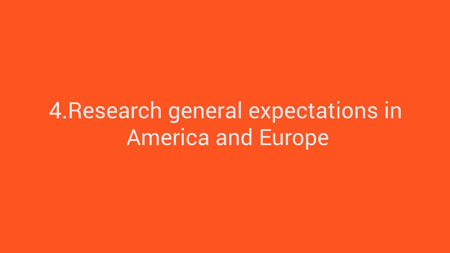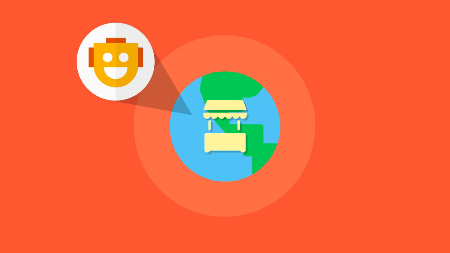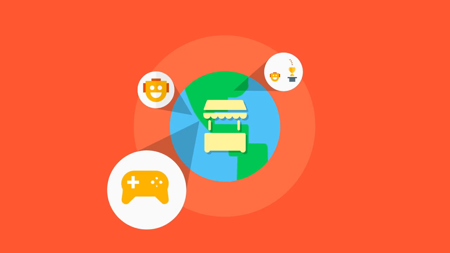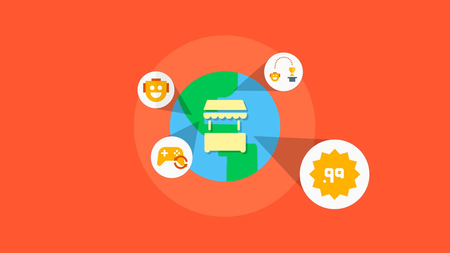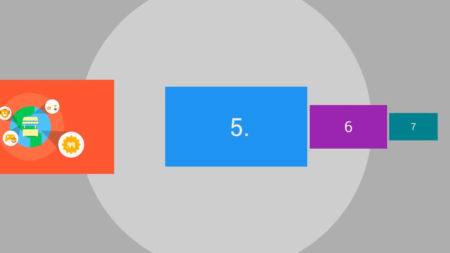Research general expectations in America and Europe. There are many common expectations among Western markets. Here, users are more engaged by simple character-based game icons without words, prefer screenshots showing actual gameplay, like to get started quickly and discover new features gradually, and a deep metagame can keep them coming back. Respond to item prices ending in 0.99.